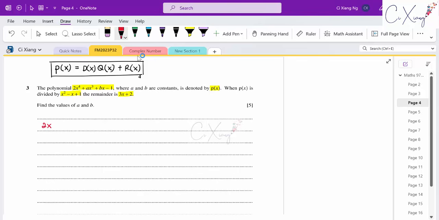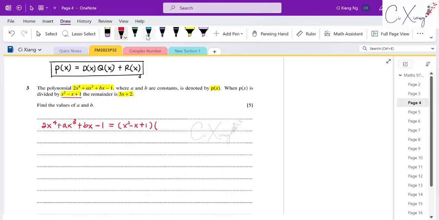My polynomial should be 2x power 4 plus ax power 3 plus bx minus 1, and then equals to the divisor, which is given in the question: x squared minus x plus 1. So I'm having x squared minus x plus 1. And now I need to write in the quotient q(x).